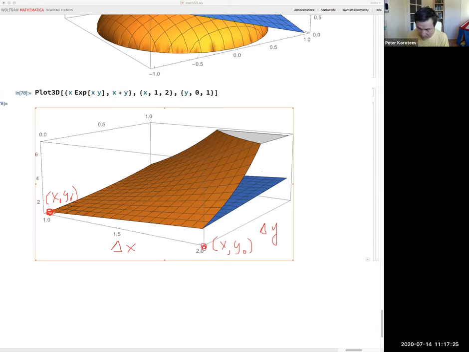That's x, y zero, and that point will be x comma y. And so we introduce the notation that delta x is equal to x minus x zero. In the same way, delta y is y minus y zero.